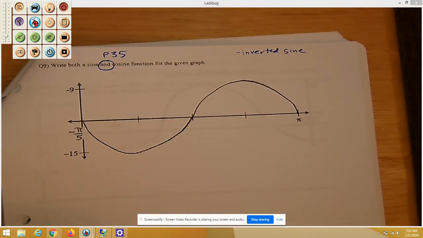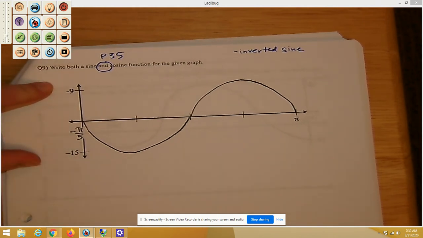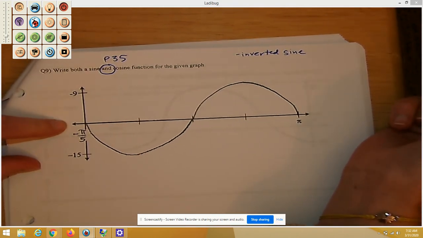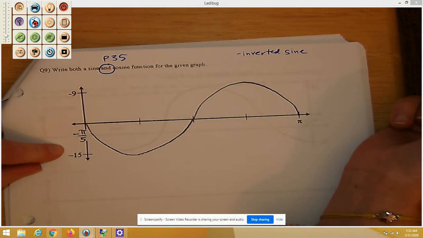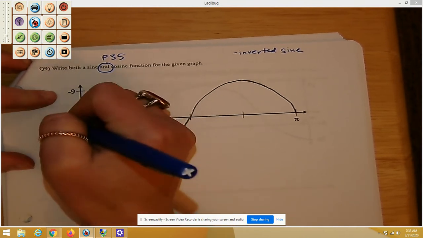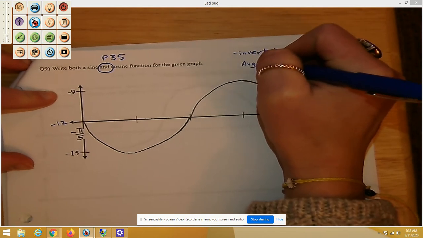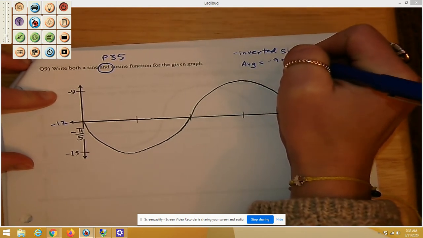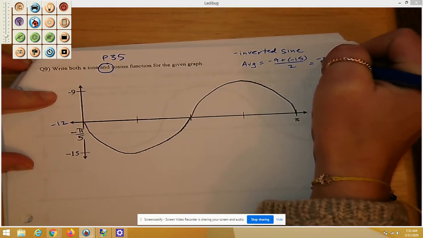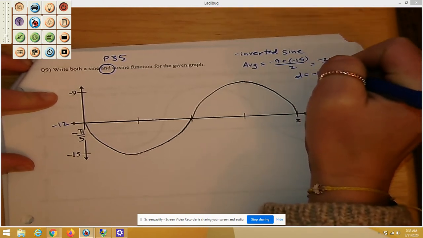And if you look, I know the max value is -9 and the min value is -15. So I need to find the average to get my center line. The difference here is 6. 6 divided by 2 is 3. So I would add 3 all the way down here to get -12. So you would do the average of your max and min, so -9 plus -15 divided by 2 would be -24 divided by 2, or -12. So this is going to be your D value. So your D value is -12.